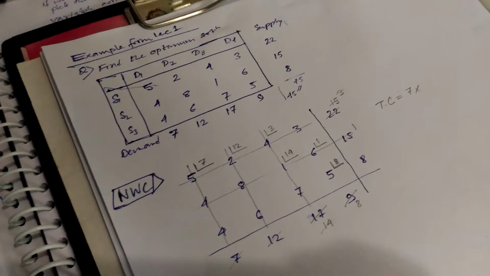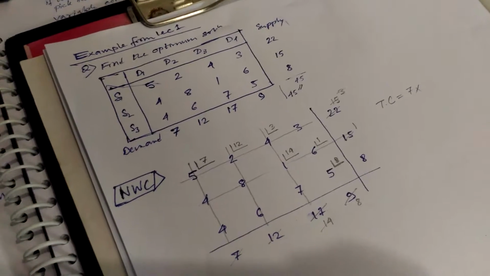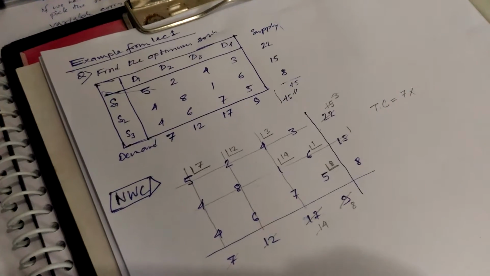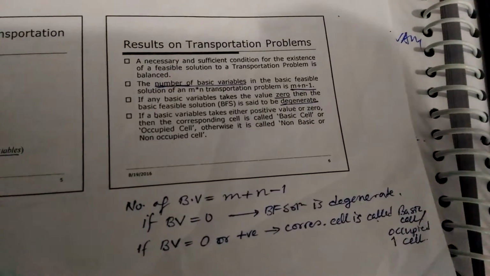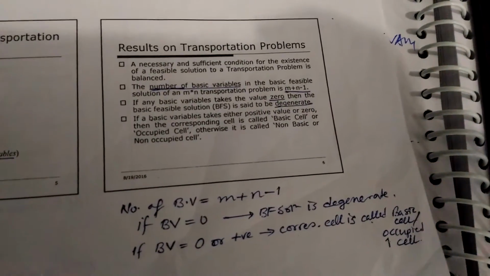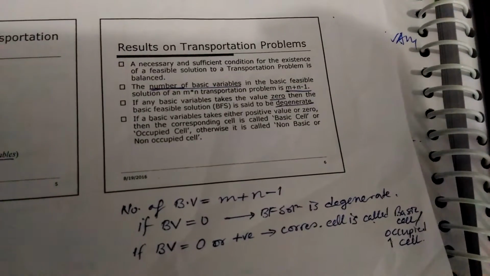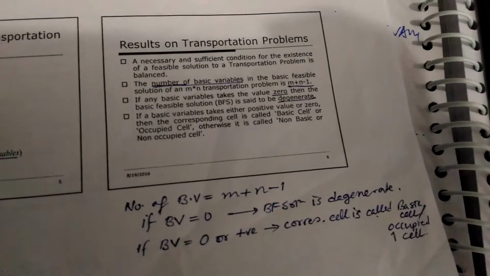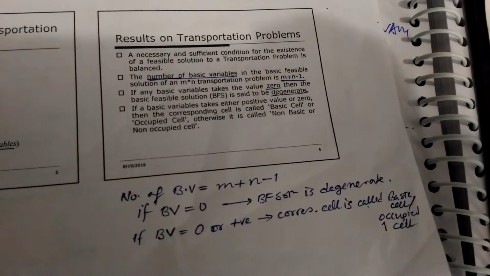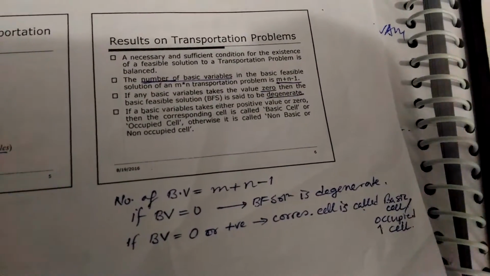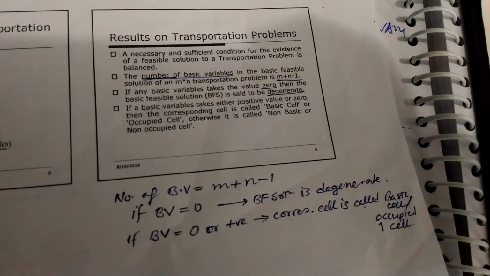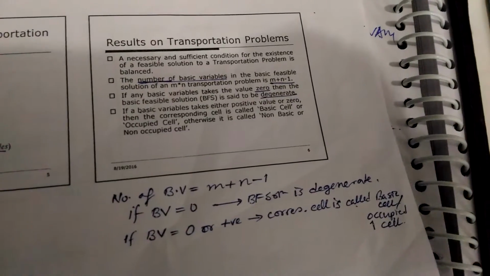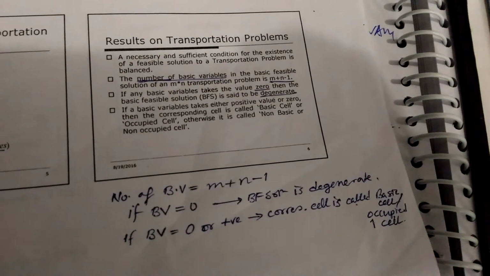A feasible solution to a transportation problem exists only when the demand and supply are equal, that is, only when the matrix is balanced. The number of basic variables in the basic feasible solution of an m into n transportation problem is m plus n minus 1. So if m plus n minus 1 is not satisfied, then the basic feasible solution is degenerate, and if a basic variable is 0 or positive, the corresponding cell is called a basic cell or occupied cell.